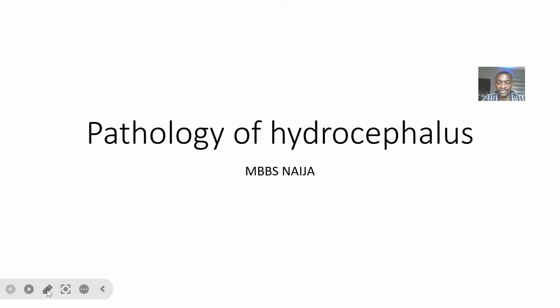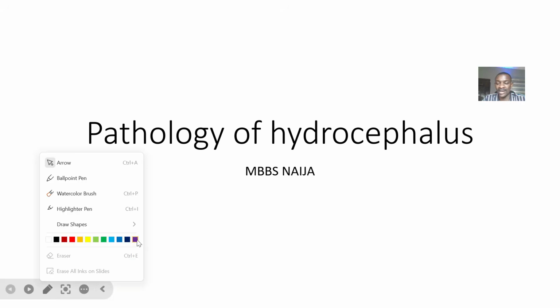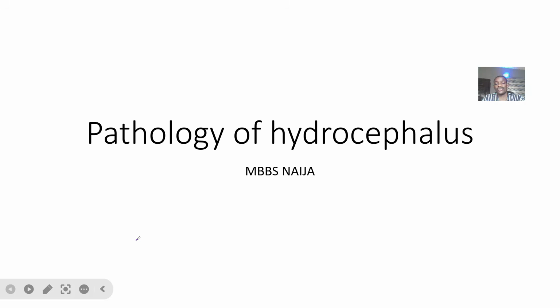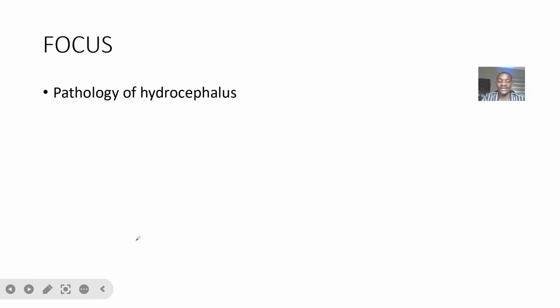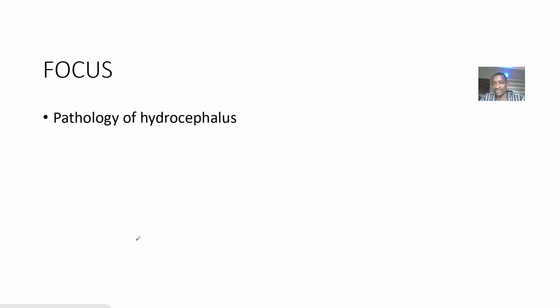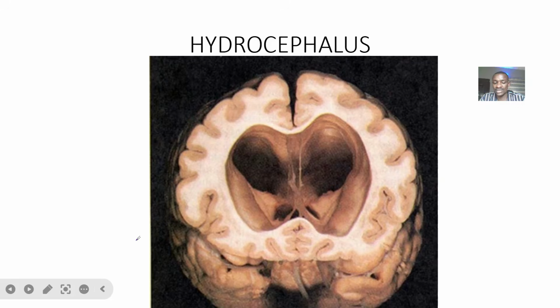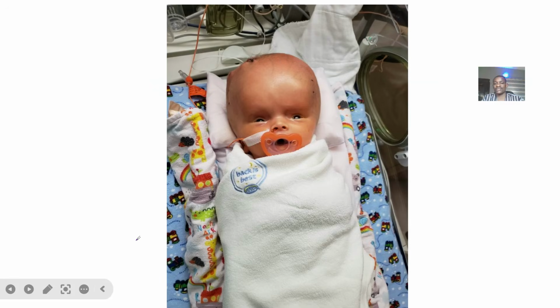The next pathology which we'll be looking at is what? Hydrocephalus. So we're looking at the pathology of hydrocephalus. Hydrocephalus is literally water in the brain. Yes. Hydro is water, cephalus is brain. Do you understand? So there's accumulation of water in the brain. Although this is a synthetic baby, this is how it also looks in a normal scenario.